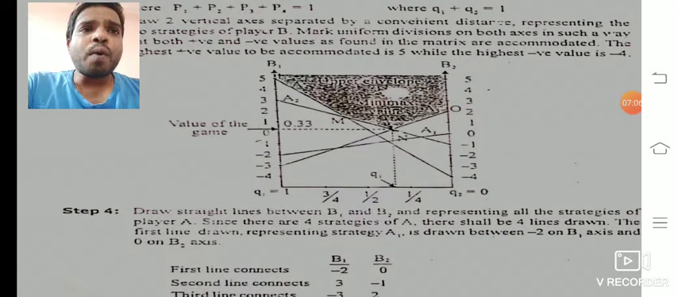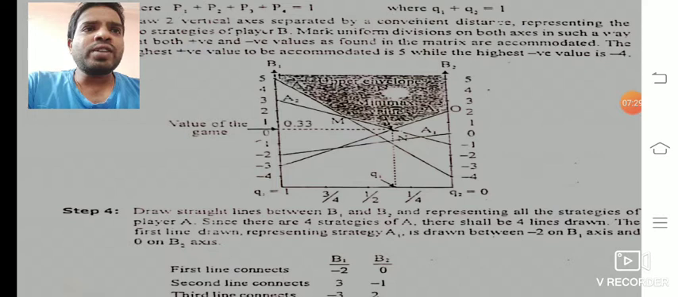For that point, please check, we are getting 0.33, which we can call the value of the game. Okay, for the N point, please check, we are getting 0.33. Okay, we can call it the value of the game.